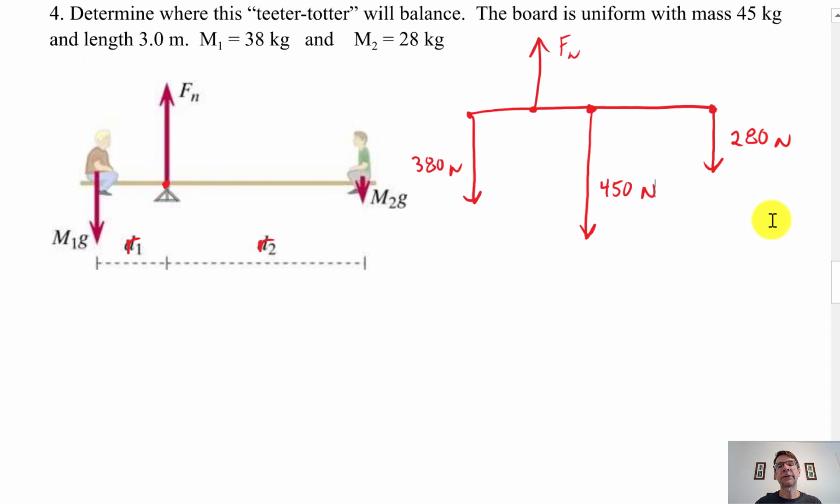All right, hopefully you can see this. If there's only 4 forces acting, F net equals 0. I'll do that over to the left here. F net equals 0. In other words, the forces up have to equal the forces down.